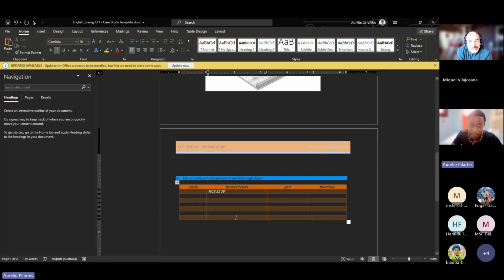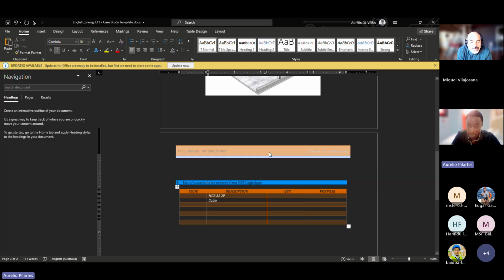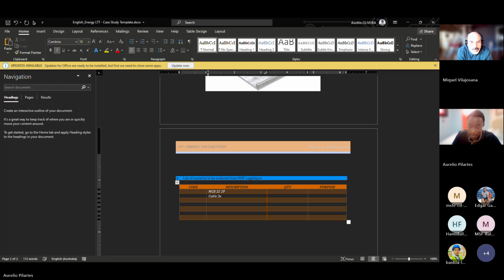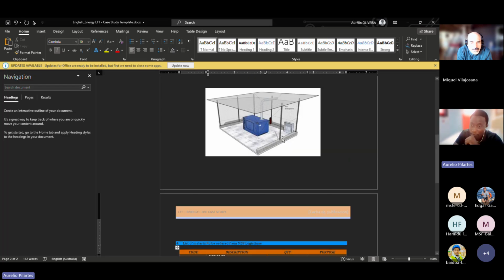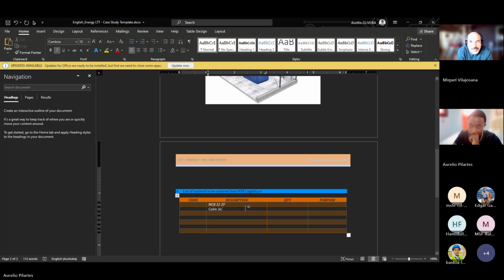If you have the MCB, you will need a cable to transfer the power of your generator. And usually, because it's a single phase generator, the cable is 3 conductors. So who knows the cross section we should use, considering the generator is 32 amps? The cross section should be minimum 6 millimeters. Depending on the length of your circuit, it could be more than 6 millimeters to avoid voltage drops. So it could be 6 or 10 if the distance is a bit long.